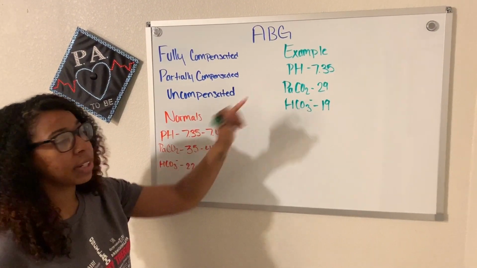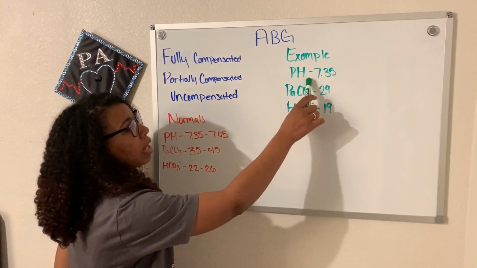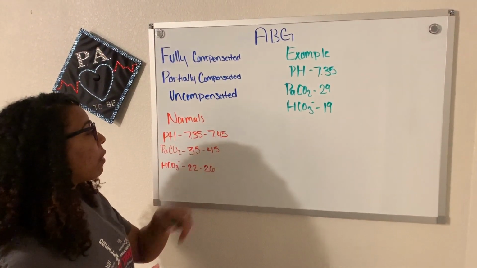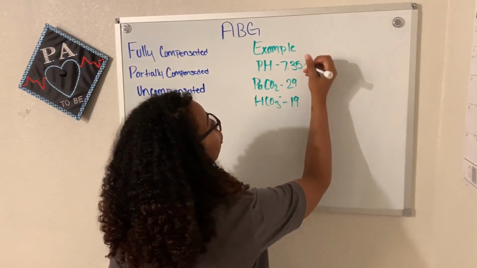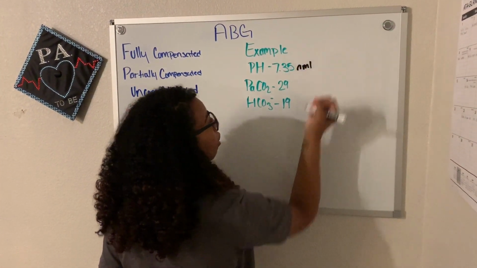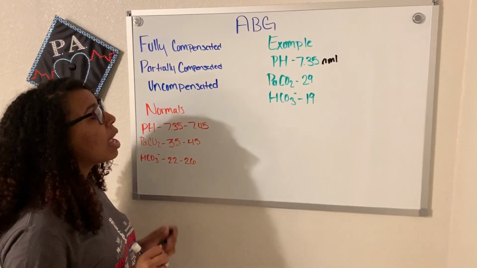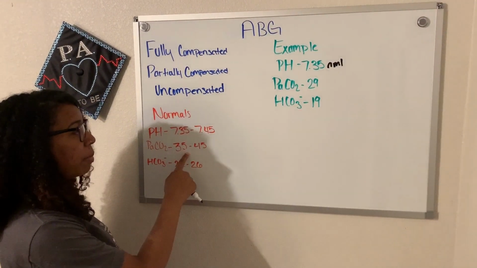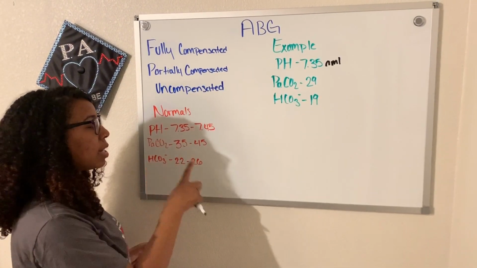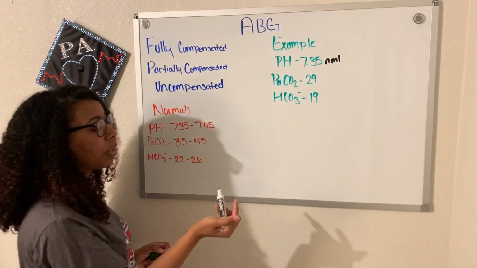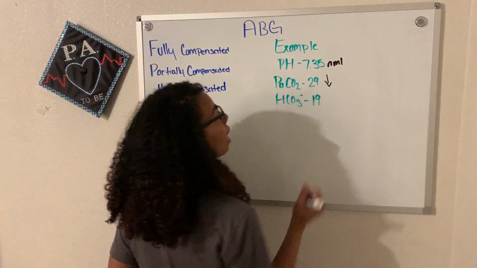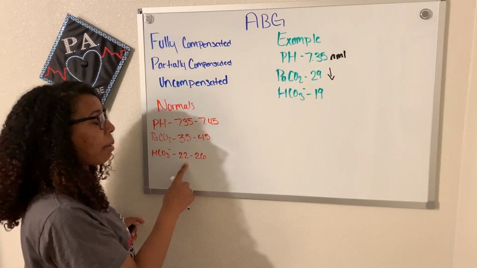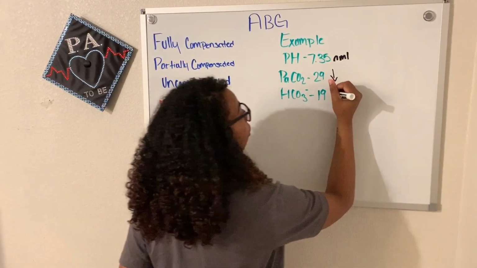Now, let's go to our example question, our practice question. pH is 7.35. Is this in the normal range or is this abnormal? Perfect. It's normal. So I'm going to abbreviate normal and put NML. That's the abbreviation for normal. Now, is PaCO2 in the normal range or is it abnormal? Well, it looks like it's abnormal. So, does it increase or does it decrease? It looks like it decreases. So, we're going to draw an arrow down. HCO3, is it normal or abnormal? It's currently abnormal, so it decreased. So we're going to put an arrow down.